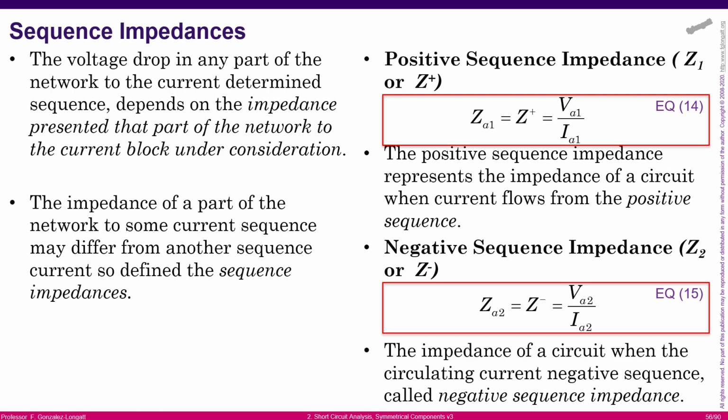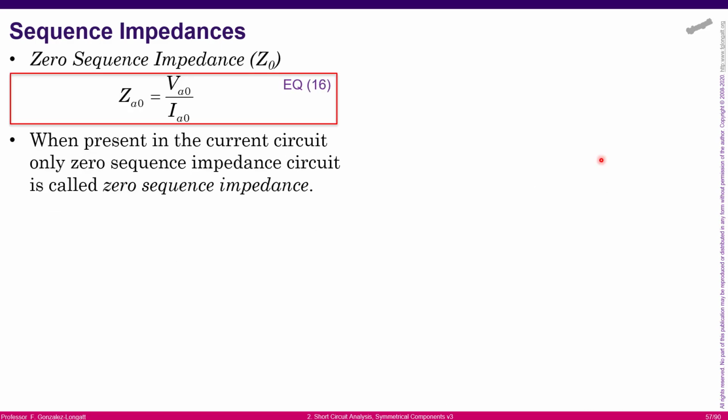Any device will have a positive sequence impedance, will have a negative sequence impedance, and a zero sequence impedance. What I'm trying to say is that every single component inside the power system must have impedances representing the behavior of the component to each one of the possible sequences: positive, negative, and zero sequence, okay?